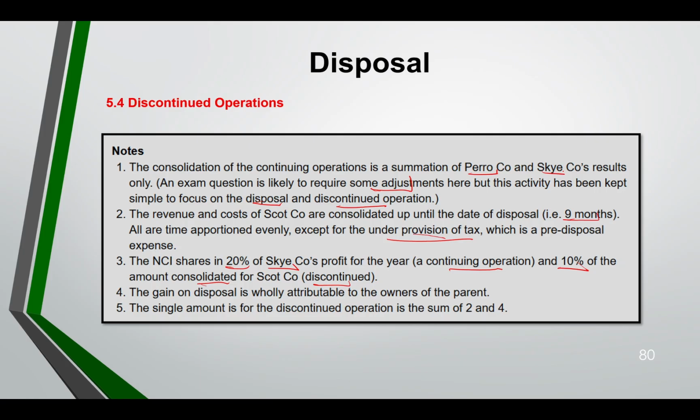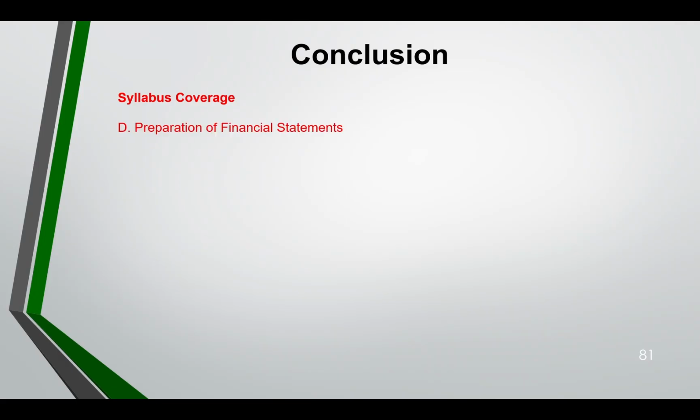Then the gain on disposal will go to the parent, and the single amount for discontinued operation is the sum of 2 and 4. That means this gain on disposal plus this revenue and cost up to the date of disposal. If you add them, that is the single amount that has gone to the discontinued operation.